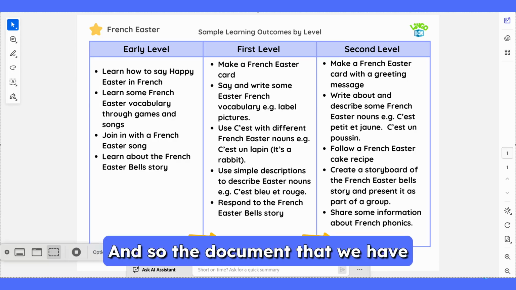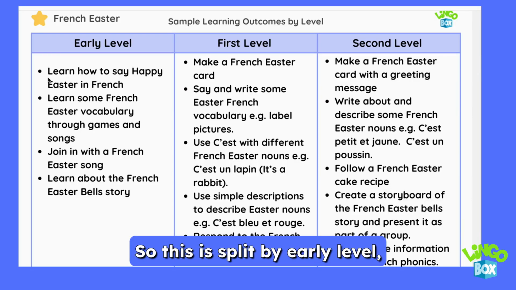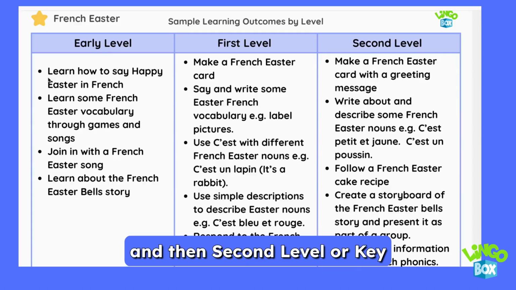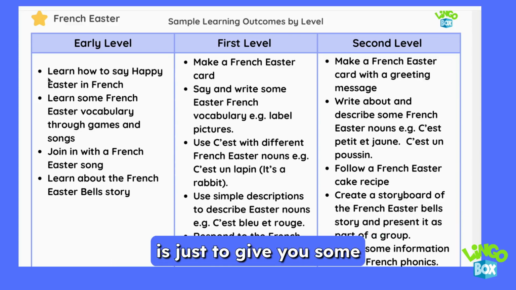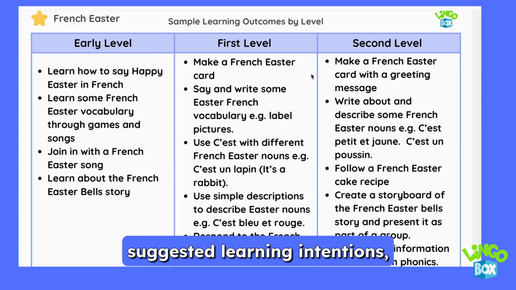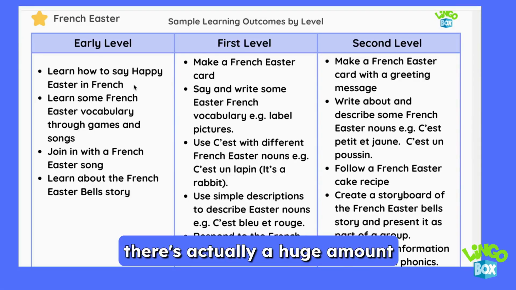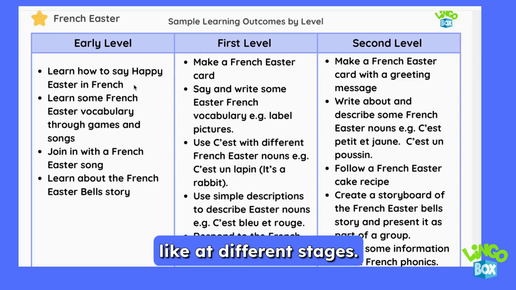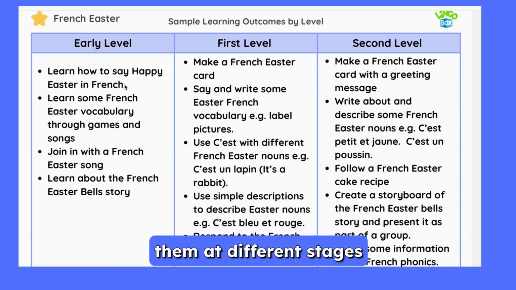The document that we have here is sample learning outcomes by level. So this is split by early level, so your early years learners, and then first level or Key Stage 1, and then second level or Key Stage 2, so upper primary. The idea with this document is just to give you some suggested learning intentions, learning outcomes by different stages. But just to make it really clear, there's actually a huge amount of flexibility in terms of what learning outcomes might look like at different stages. And a lot of these could be crossed over from one to the other. So this is just a guideline, but you could take them and use them at different stages of learning.